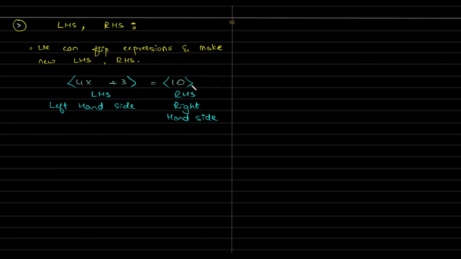called RHS. So I made a note over here, that is we can flip expression and make new LHS and RHS. I've seen kids, they find some question like this, if the question turns out to be like this, they get confused how to do this. So my suggestion to you guys is, you can flip it, that is make the RHS to be LHS and LHS to be the RHS.